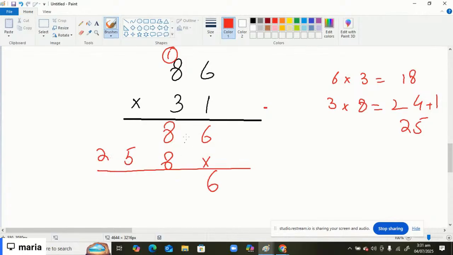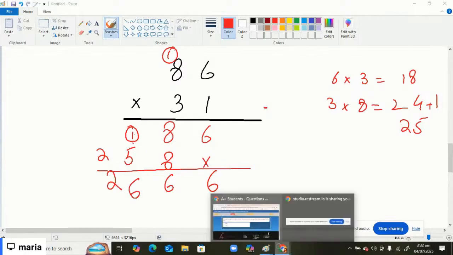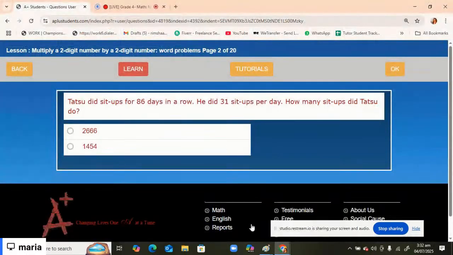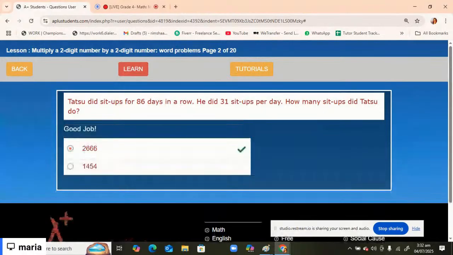6 as it is. Now what is the answer of 8 plus 8? That is 16. Putting 6 here, 1 goes up as a carry. Now you're not going to move the carry up, carry it on the other digit. 1 plus 5 is 6 and 2 as it is. 2666. Let's see, is there any option? Yes, it's the first option. And this is the right answer.